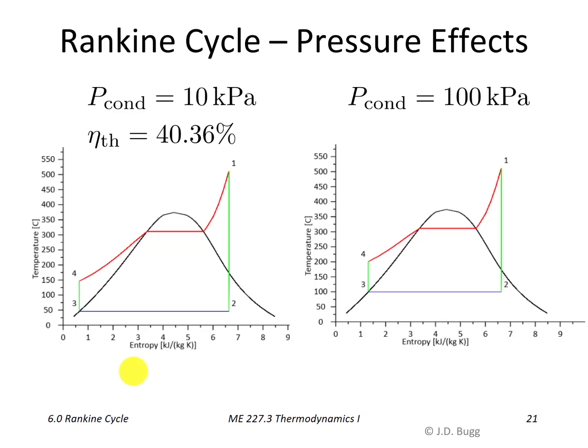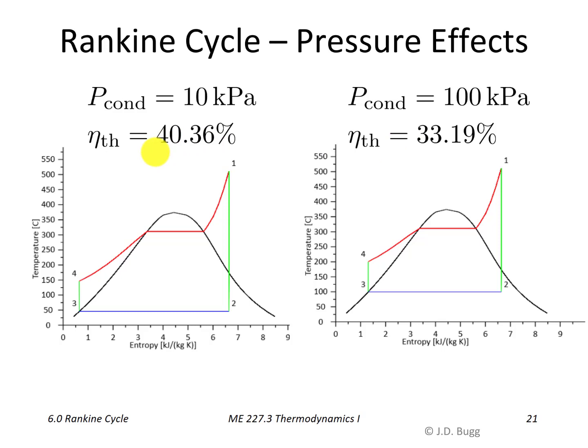If the only change we make to this cycle is increasing the condenser pressure up to 100 kPa, all other things are kept constant. If we redo this calculation, we'll find that the thermal efficiency drops way down to 33.19%. So this is a very, very bad thermal efficiency compared to this one.